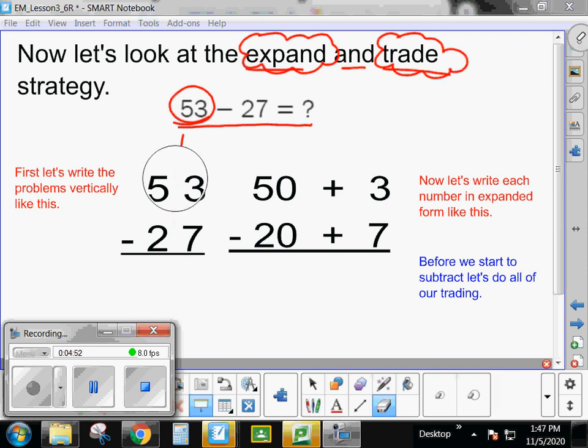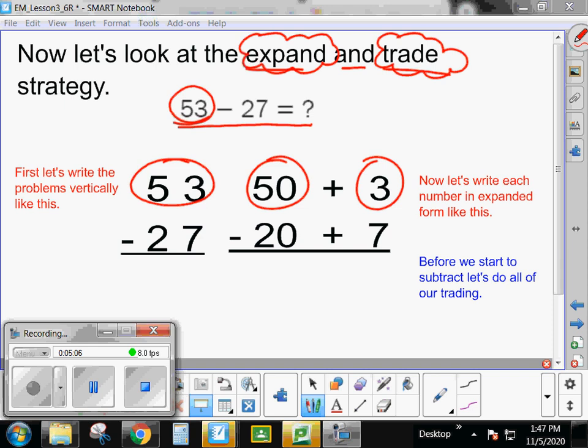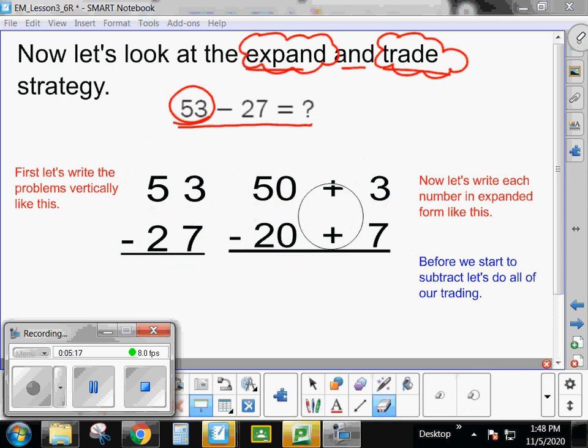Okay, so the first thing I want you to do is write this number vertically, and then I want you to take this number and write it in expanded form. So I took my 53 and I expanded it out to 50 and 3. Then I took my 27 and I expanded it out to 20 and 7. All right, so that's the first part of the expand and trade strategy. I write it in expanded form. Now I have to do my trading. Boys and girls, this is going to be super, super important as you're doing subtraction. You have to make sure that the top number in each place value is bigger.